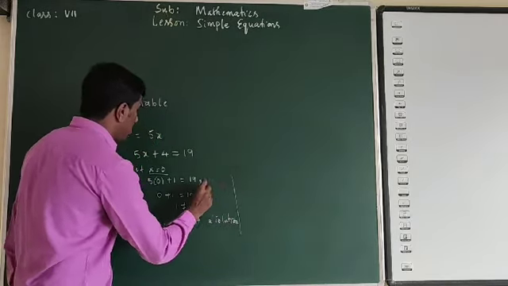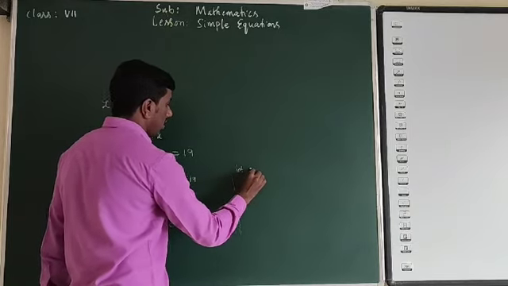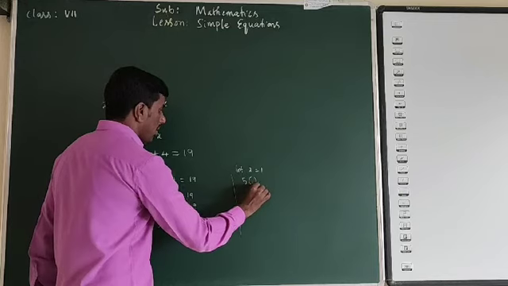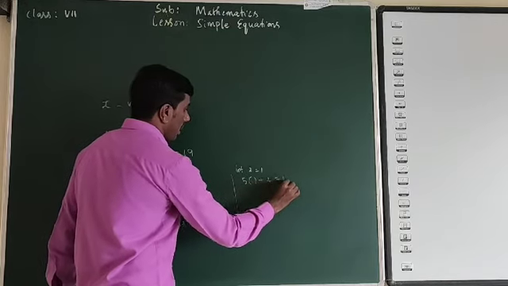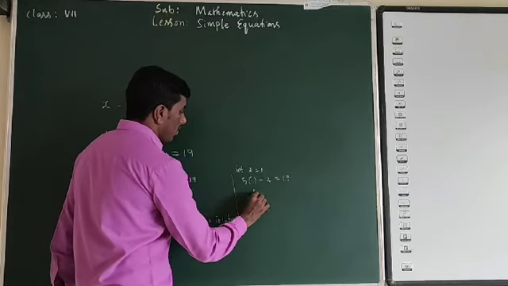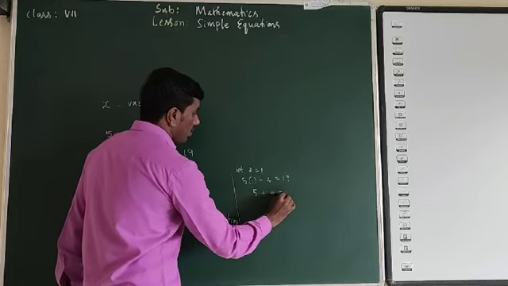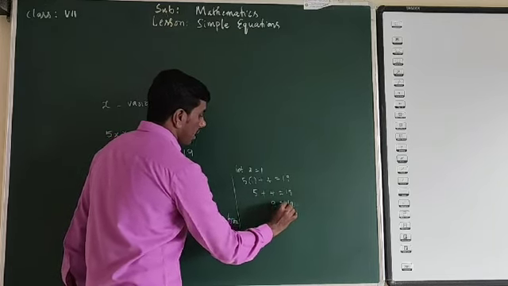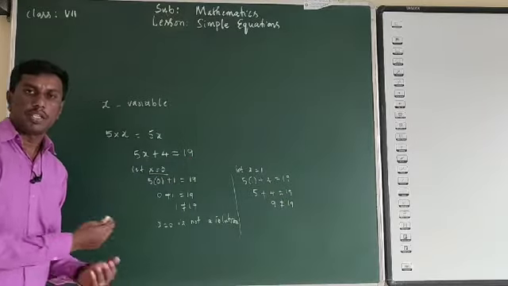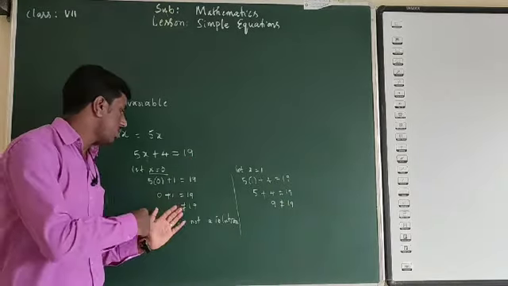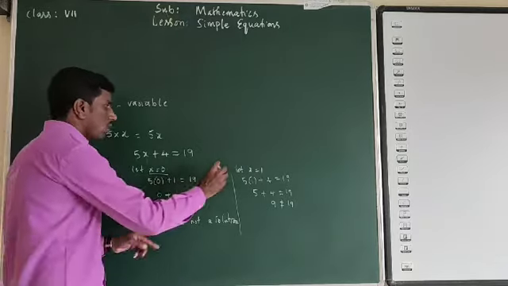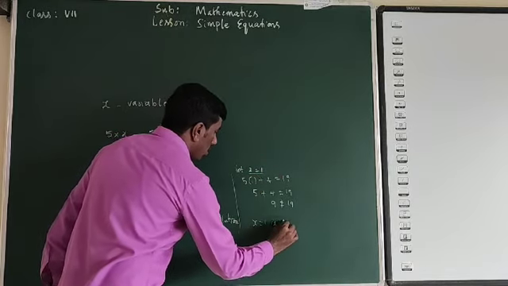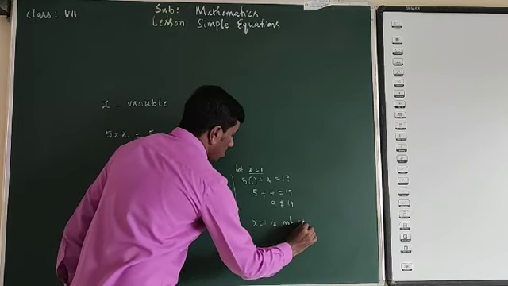Let me go with x is equal to 1. Substitute that: 5 into 1 plus 4 is equal to 19. 5 into 1 will become 5, plus 4 is equal to 9, and 9 is not equal to 19. Obviously it is not equal. LHS is not equal to RHS. Therefore, again the taken value is not a solution. x is equal to 1 is not a solution.